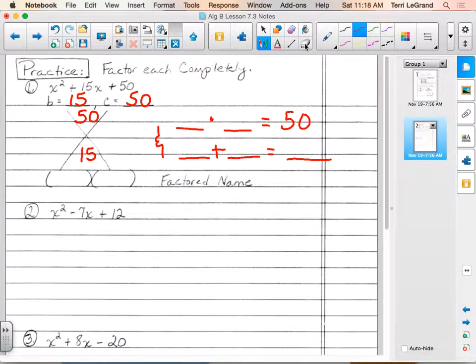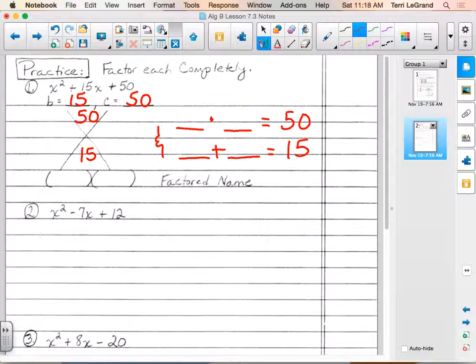Oops, I guess I don't need a line there. We know what our b value is. So it's really what we're looking for. What multiplies to be 50? Which pair of factors for 50 multiply to be 50, but yet also add up to be 15?